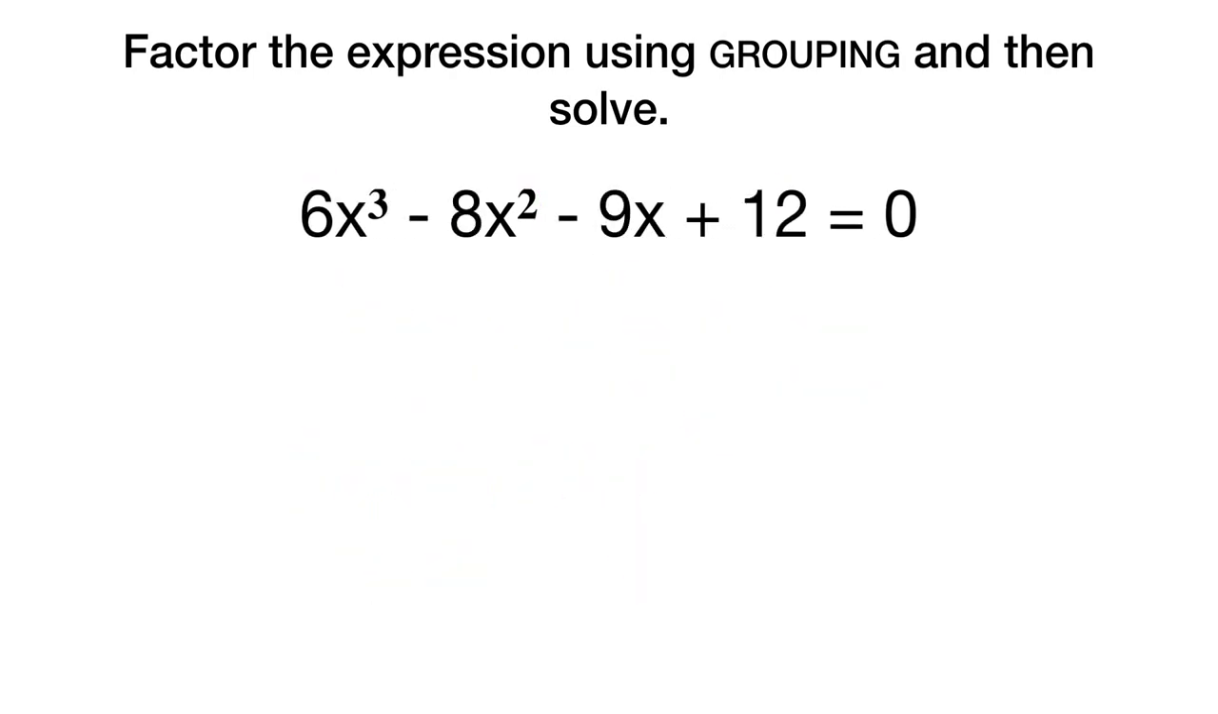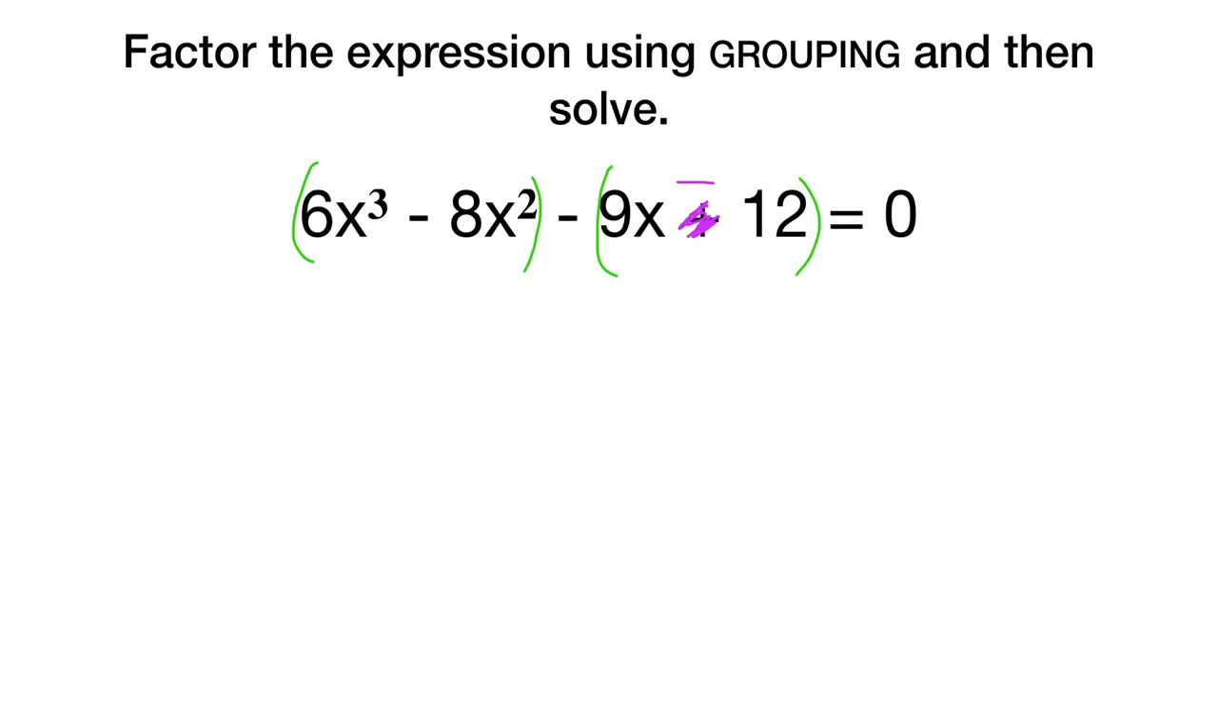So now let's do one more example of grouping, and then we'll go on to our next. So 6x cubed minus 8x squared minus 9x plus 12 equals 0. I'm going to put my parentheses around the first two and around the second, but I'm noticing that in between 8x squared and 9x, I have a minus mark, meaning that this plus sign becomes a minus sign.